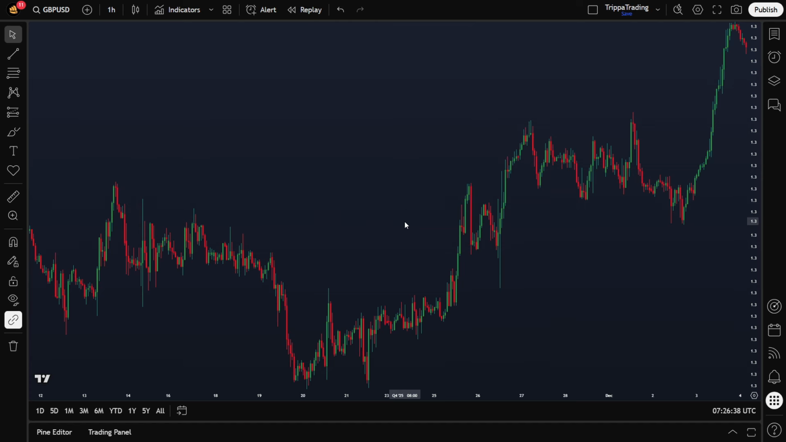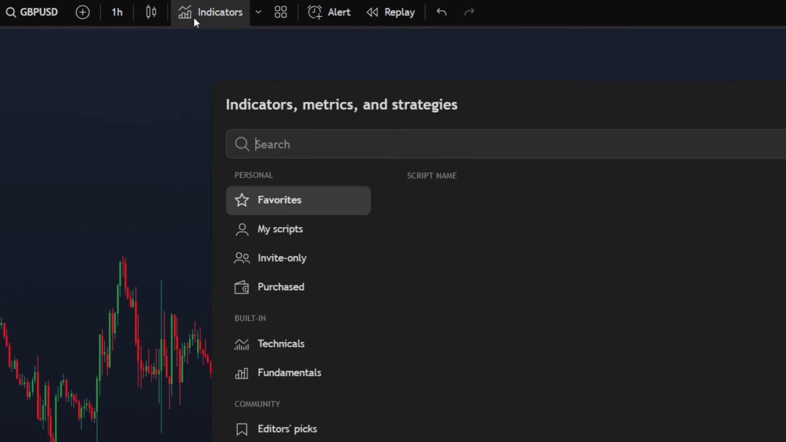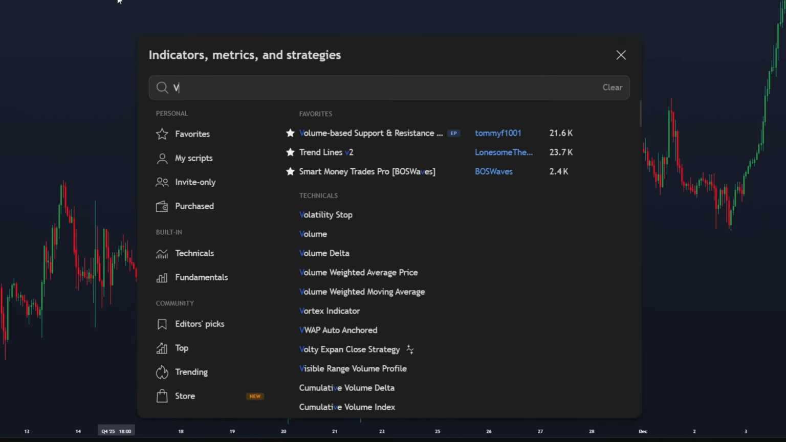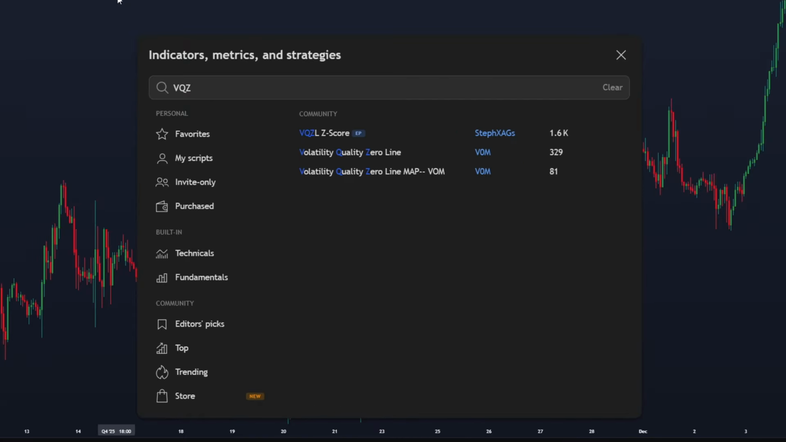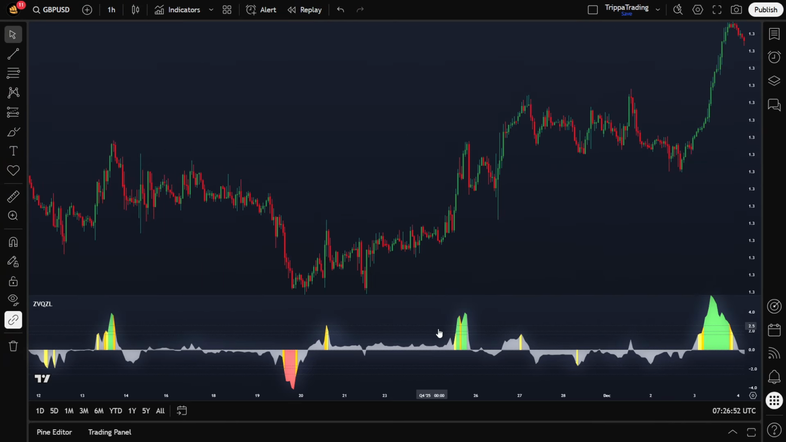Let's begin. So I'm in TradingView, and now to add the indicator, click on Indicators, and search VQZ LZ Score, the editor's pick by StefXeggs. Once you add it, you'll see a histogram below your chart.